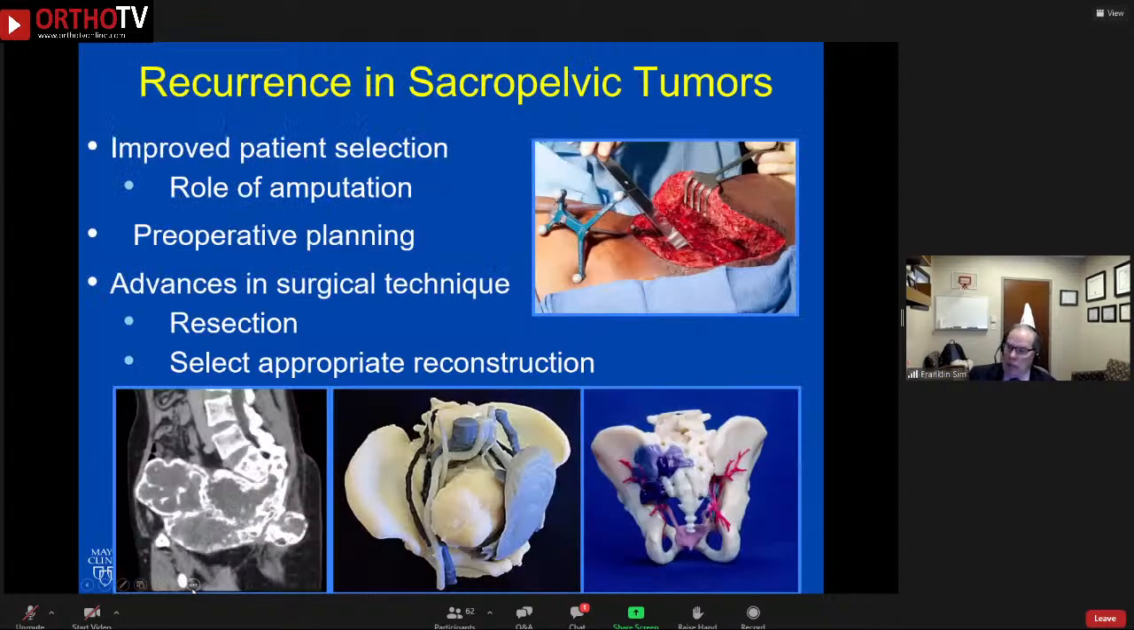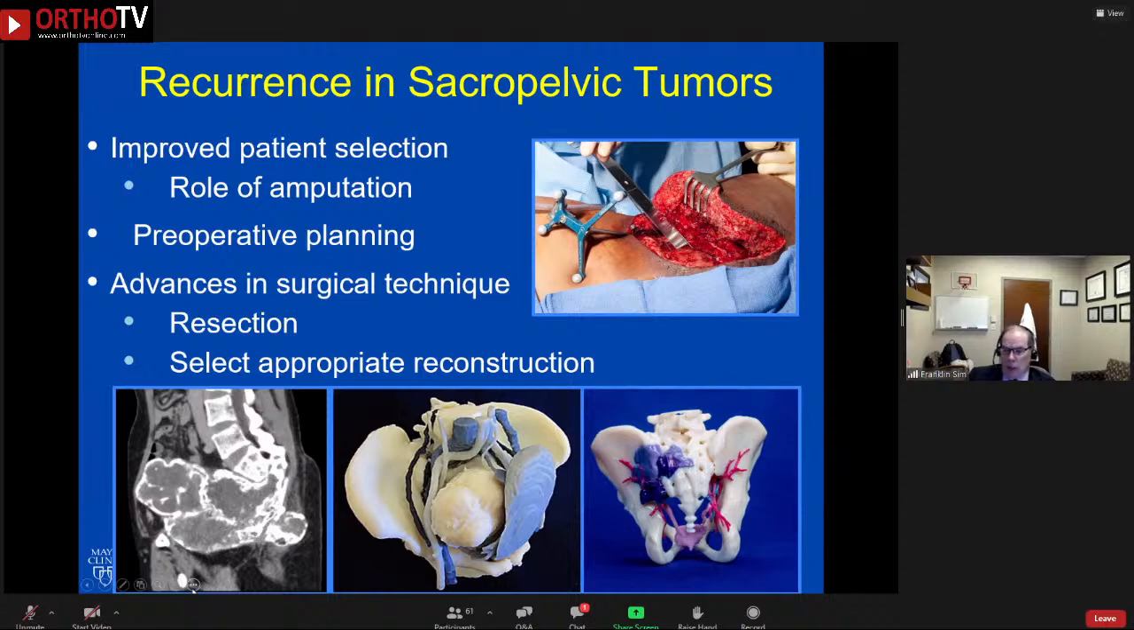So there have been some advances to improve the outcome of sacropelvic tumors with improved staging. We have better patient selection for the procedure. And I think this will be discussed later, but there's more clear-cut indications for the role of amputation when necessary to achieve clear margins. And moreover, there's more sophisticated planning with 3D imaging to provide better accurate margins.